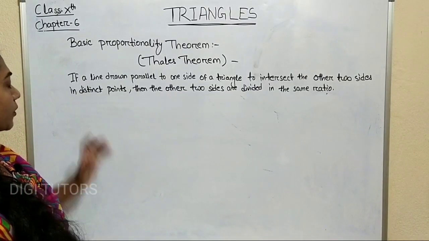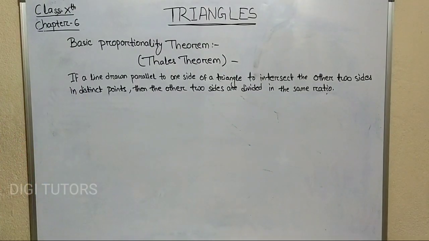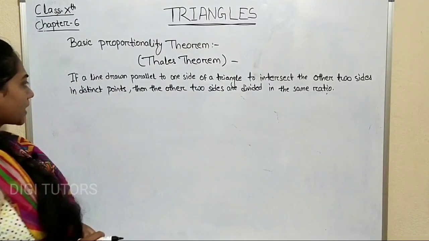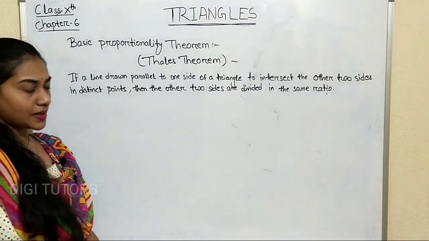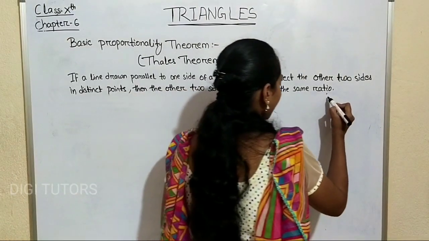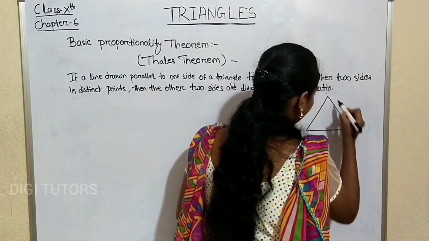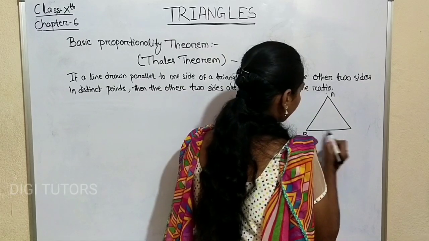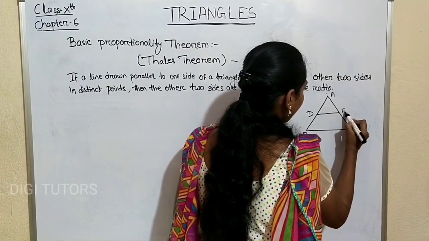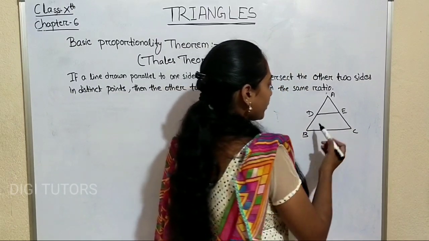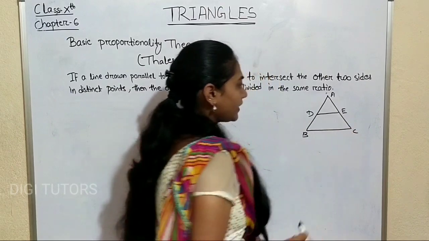According to this basic proportionality theorem, if a line is drawn parallel to one side of a triangle to intersect the other two sides at distinct points, then the other two sides are divided in the same ratio. Let's draw the diagram for this theorem. This is the triangle ABC. DE is a line which is parallel to BC, which intersects AB at D and AC at E.